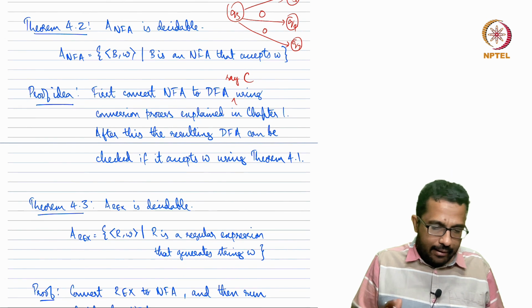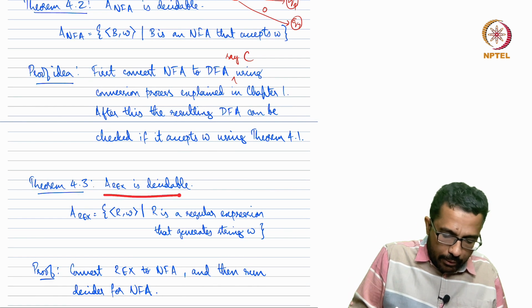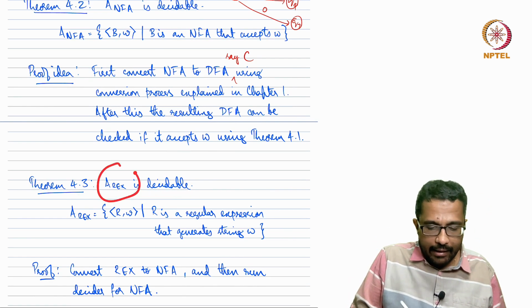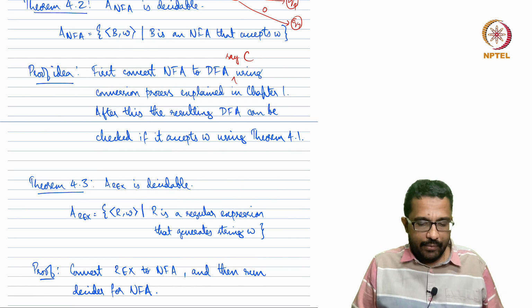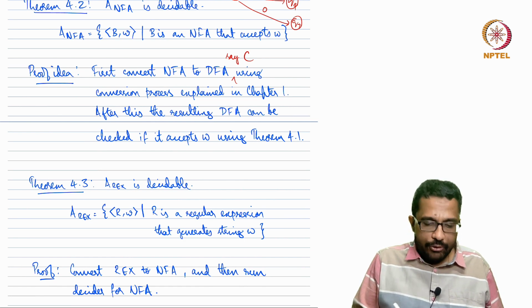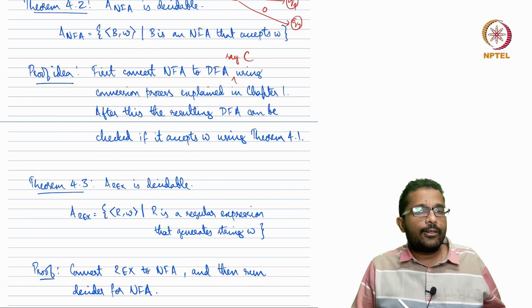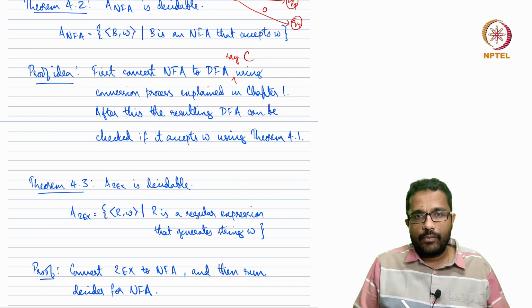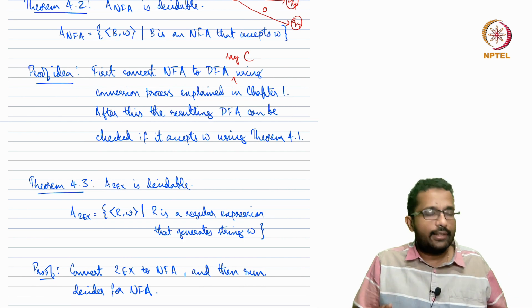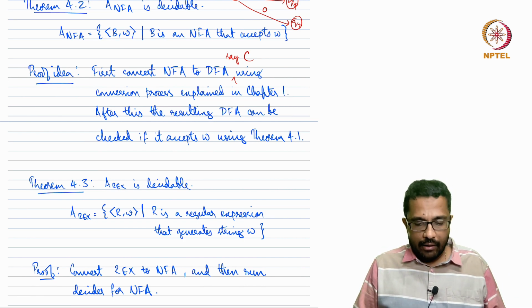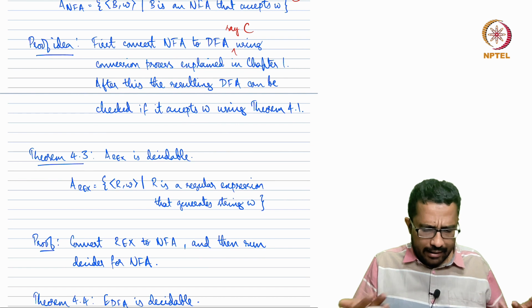The third thing is regular expression. The acceptance problem for a regular expression, A-REX. Same thing, I'm not going to elaborate much. You're given a regular expression R and a string W. The question is, does this regular expression generate the string W? Can we generate this string W from the regular expression? The same thing works.